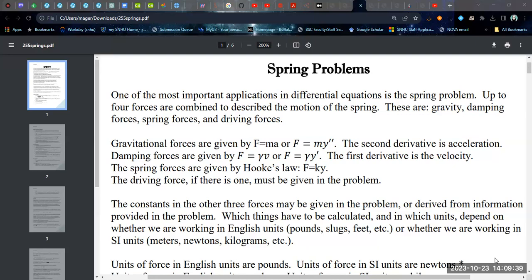Spring problems are derived from physics using a balance of forces approach. Gravity is typically on one side, and mass and acceleration, the damping forces, and Hooke's law spring forces, and if there are any driving forces, go on the other side of the equation to balance these things out.